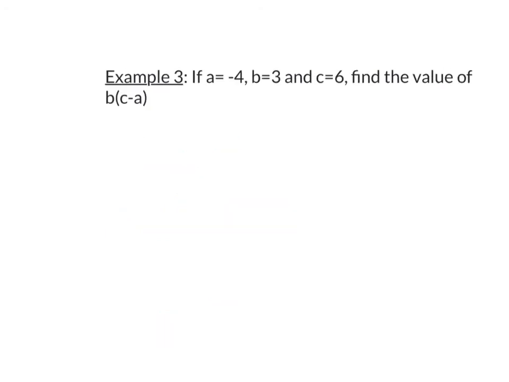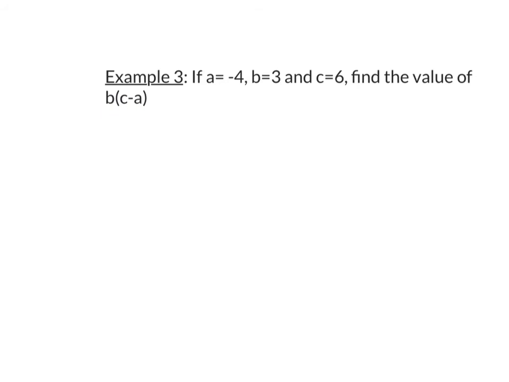So the last example we'll look at today is example 3 here. And the difference here again is that we have 3 terms instead of 1 or 2. So we've got a, b and c. A is equal to minus 4, b equals 3 and c is equal to 6. And they want us to find the value of this expression, b times c minus a.